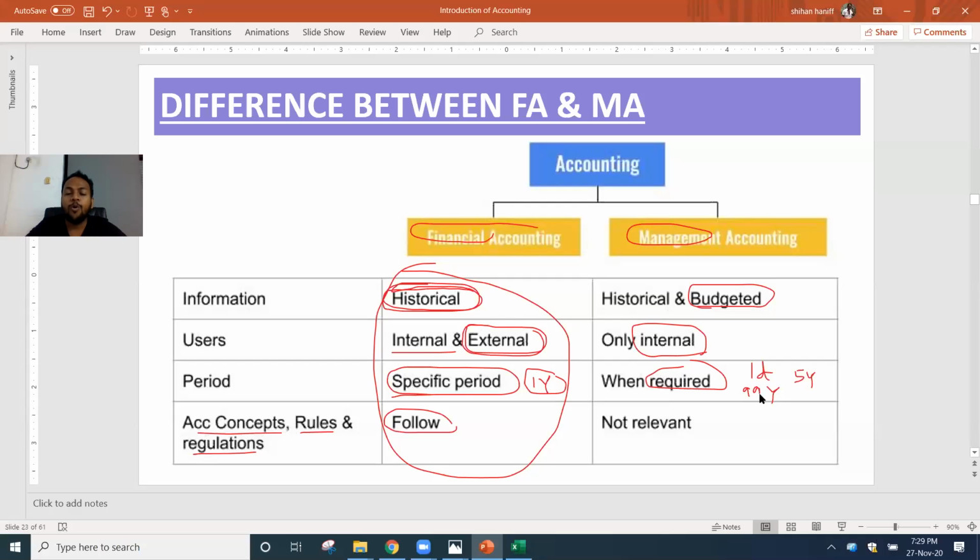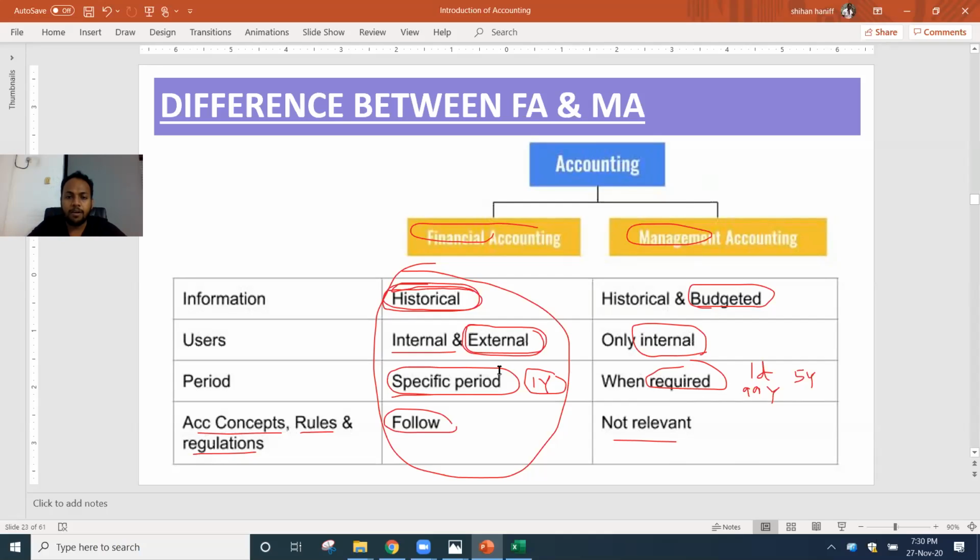For example, let's say the port city project, or highway projects. Normally the government gives the land to outsiders on a 99-year lease. So the reports that they provide to analyze the feasibility of that project, they have to make the financials for 99 years. So the period is 99. That is management accounting, but financial accounting is only 1 year. And there are no specific rules, regulations, or concepts related to management accounting.